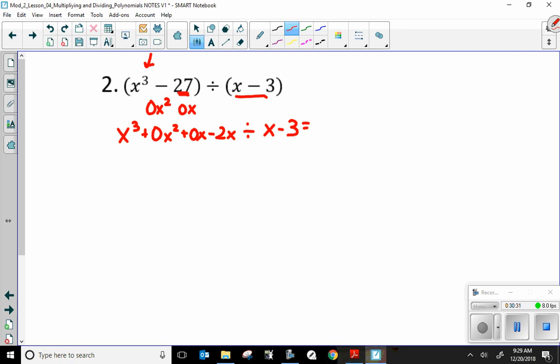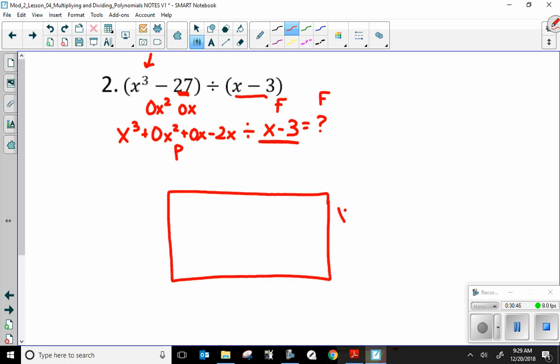Okay, what does it equal? Okay, I got to find one of the factors. I have one factor, and I have my product. So I know this is going to be too tall. Remember, that's my right side. X minus 3. It's too tall. My product should wrap around the outside. This should be x cubed. This should be my 0x squareds.